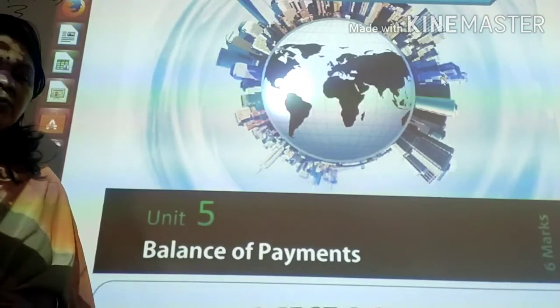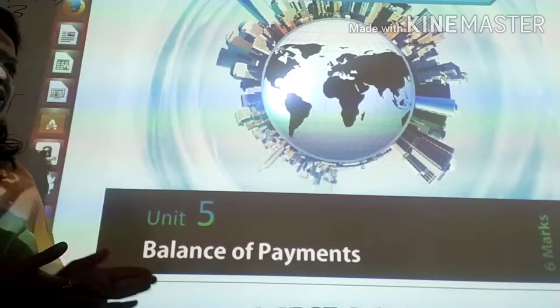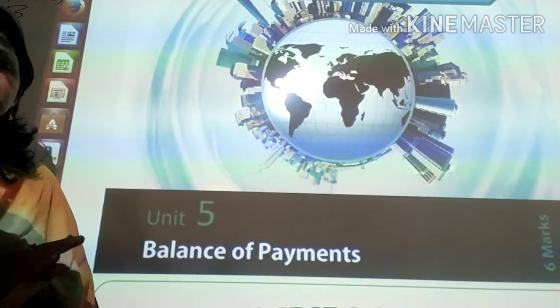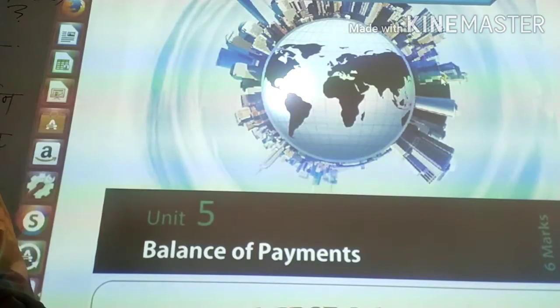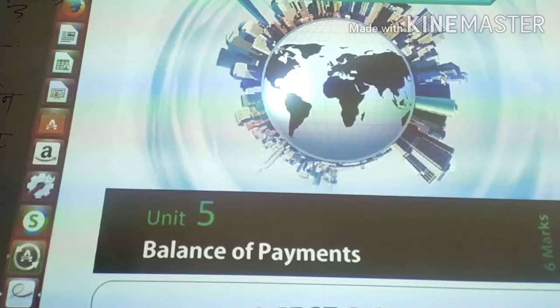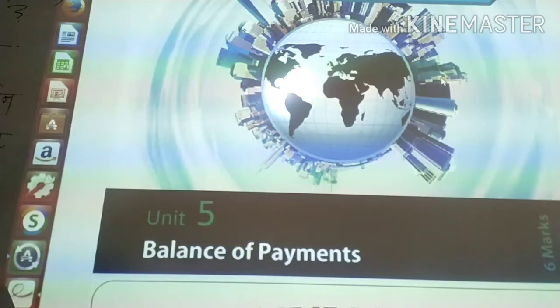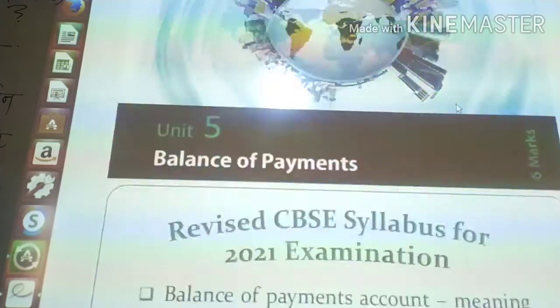Good morning everyone. Today we will start our new chapter, that is the balance of payment. This is a part of macroeconomics, and as per the revised syllabus of the CBSE 2021 exam, this unit contains almost 6 marks. So now we will start the chapter balance of payment.